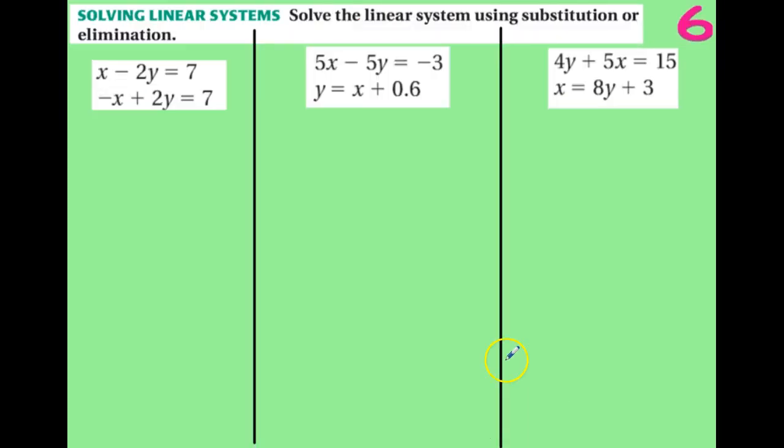Alright, here are 3 more that I would suggest you try, at least this first one on your own. Solve using substitution or elimination. So go ahead, try this first one, and then we'll go through the other 2 together.